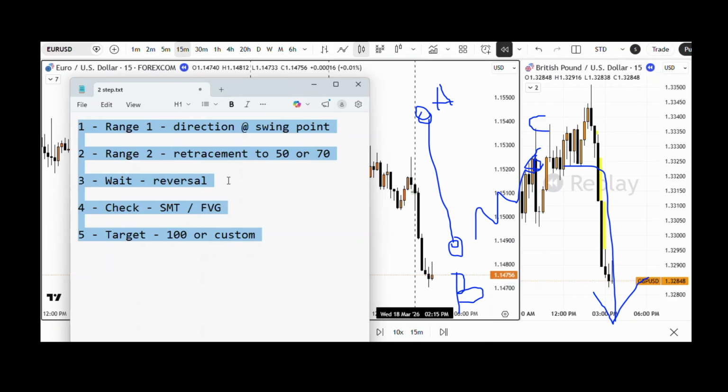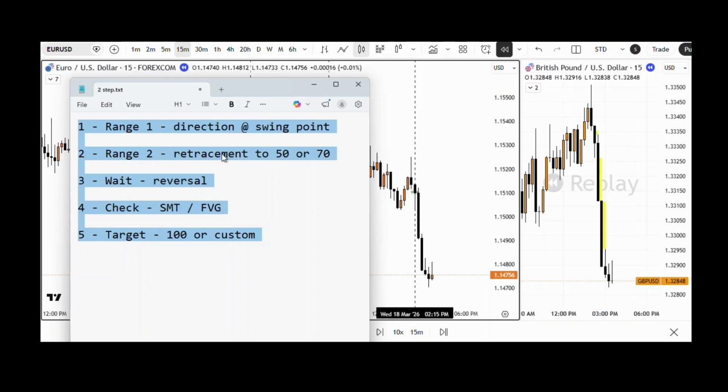The next thing you need is your range 2, and this is your retracement or corrective leg. What you want is for price to retrace to at least the 50% or the 70. The 70 is your maximum. That is, there can't be any candle closes beyond the 70% fit, because this is dependent on the time frame you are looking at. The rest of the steps is just really trade management.